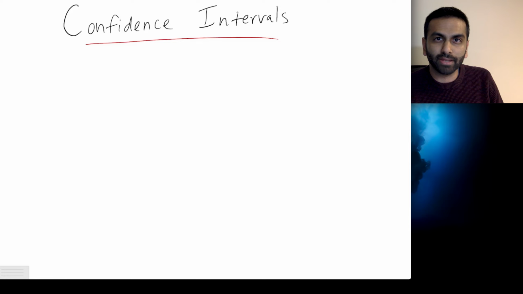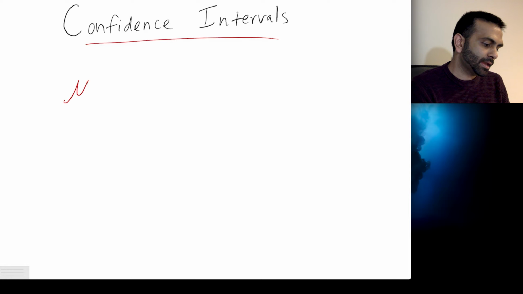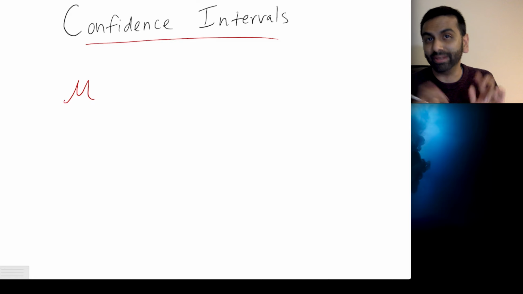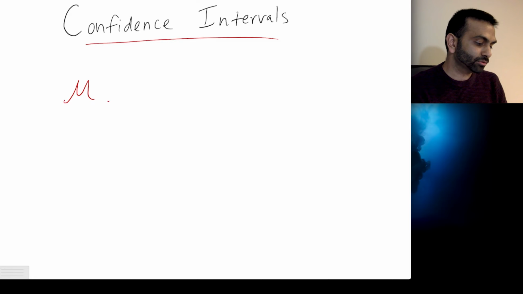Suppose you want to find the population mean of something, mu. If you were to try to guess that based on just one number, if you were to give one number that gives you your best guess for that, that's what we call a point estimate. And usually the best guess for mu is just x bar.